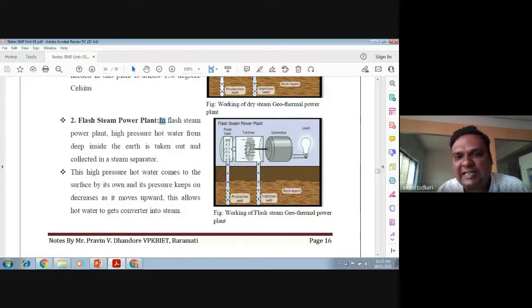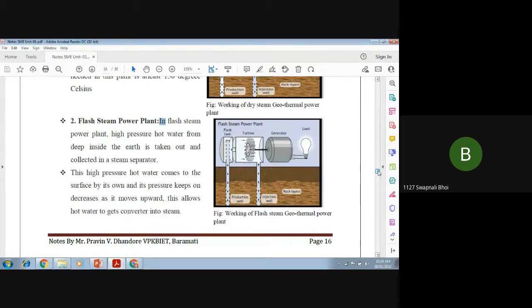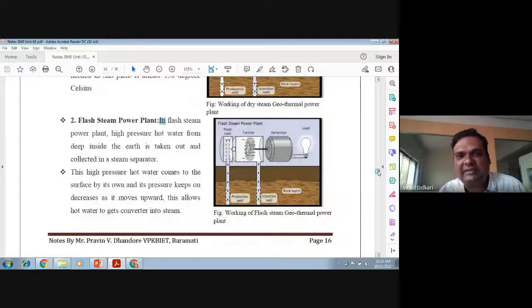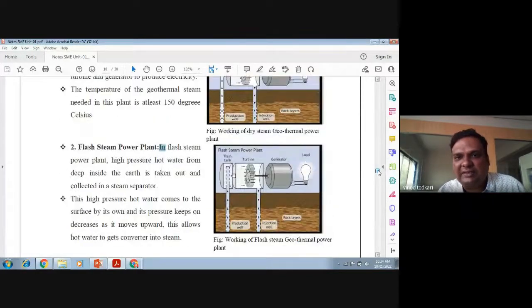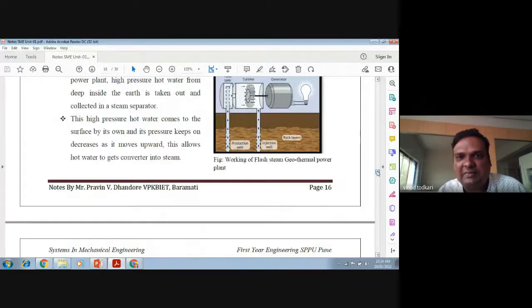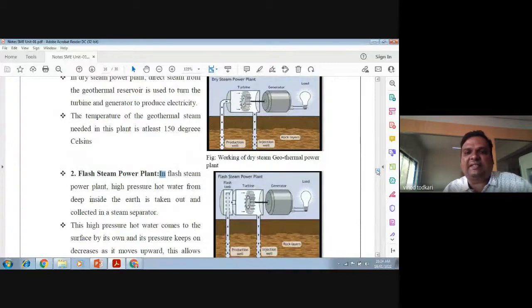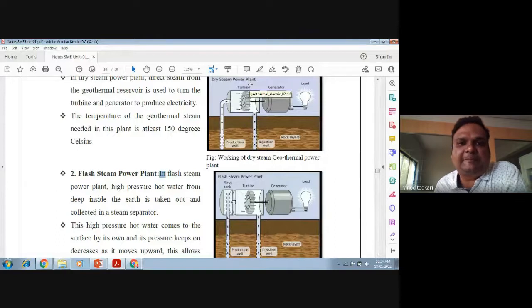So tell me, when this dry steam is given to the steam turbine, what will happen? Yes, what happens in a turbine? Turbine gets erosion. See, try to understand. We are trying to understand the difference between a dry steam geothermal power plant and a flash steam geothermal power plant. Can anyone tell me what is the difference? In which case will you go for a flash steam power plant, and in which case will you go for a dry steam power plant?